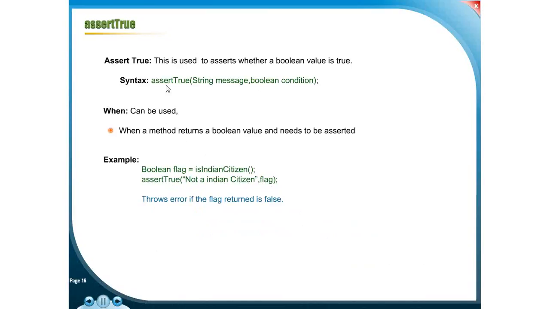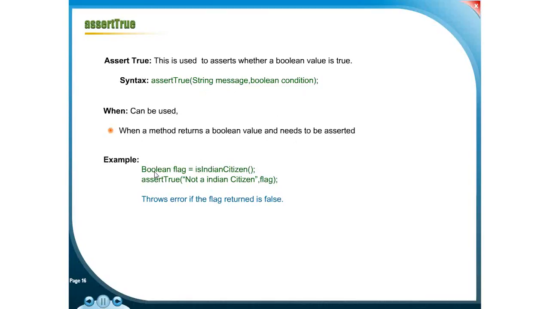Assert true. This is used to assert whether a Boolean value is true or not. Here you can see assert true, which takes two arguments, a message and a Boolean condition. We use this when a method returns a Boolean value and needs to be asserted, tested.